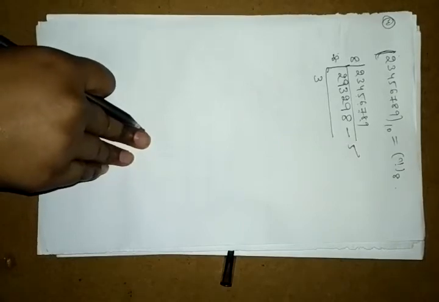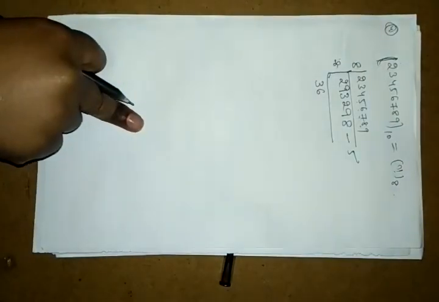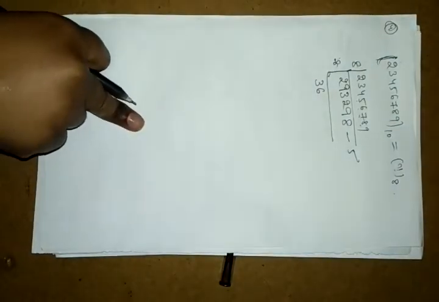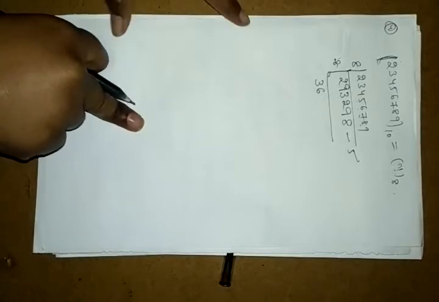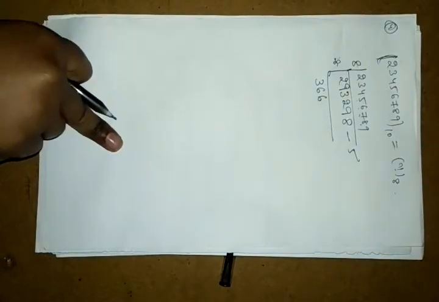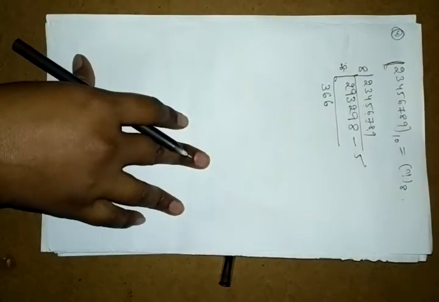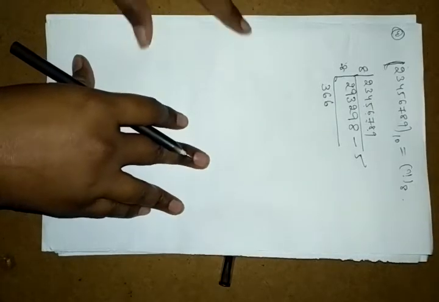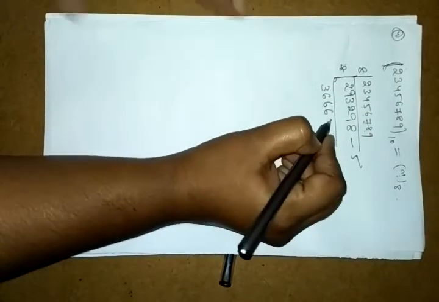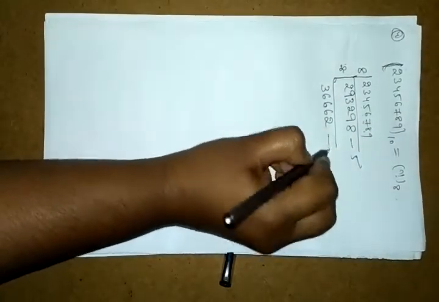8 6s are 48 means here we'll get again 5. 52 we have. So again we need 48 only. 52 means here we'll get 4. Okay, 49. Again we have 49. 49 means here again we have the 6 only. Again we left 1. 8 2s are 16. So we left 2.